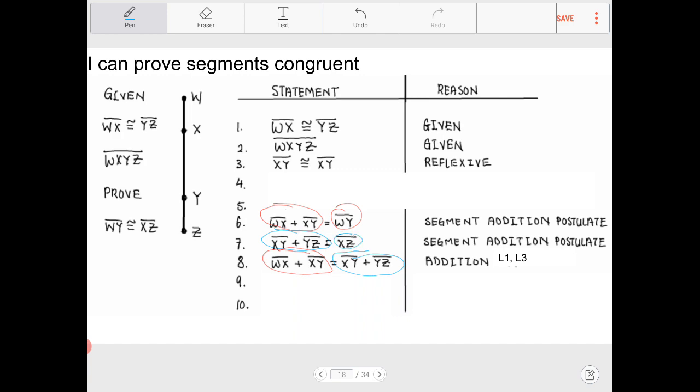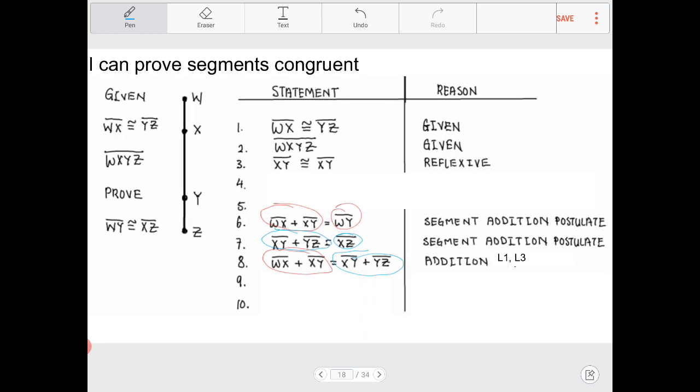So my final statement, therefore, is simply WY is congruent to XZ. And the reason is I am performing a substitution. I'm substituting lines 6 and 7 into line 8.